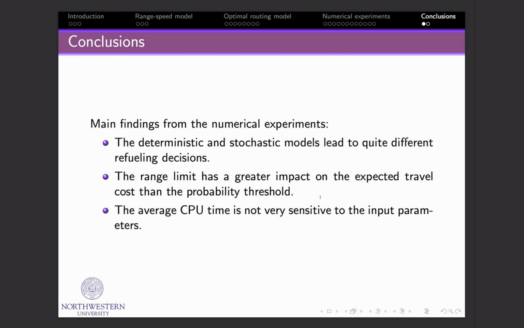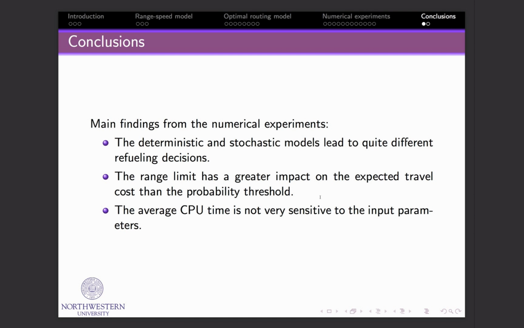Calculation time is excluded. The total CPU time for the Chicago sketch network never exceeds a couple of seconds in all the tested scenarios. And here are some findings from numerical results.